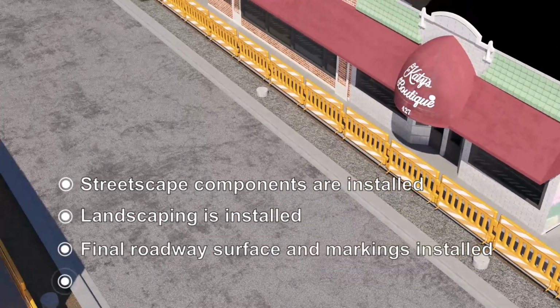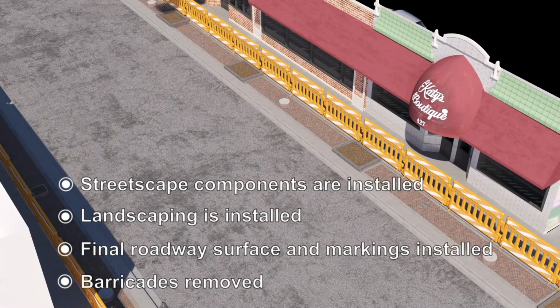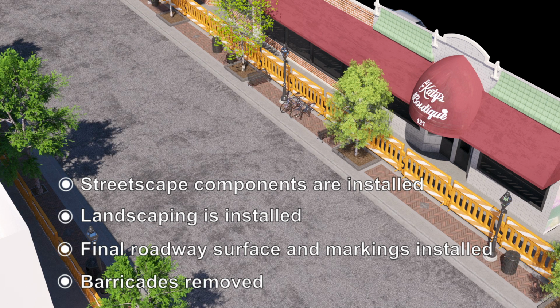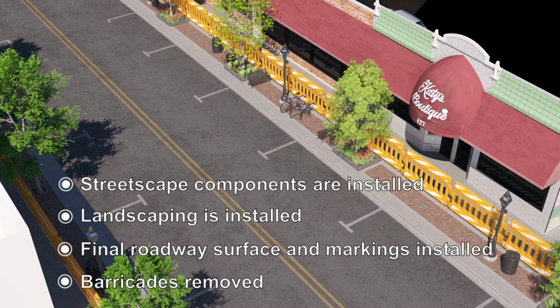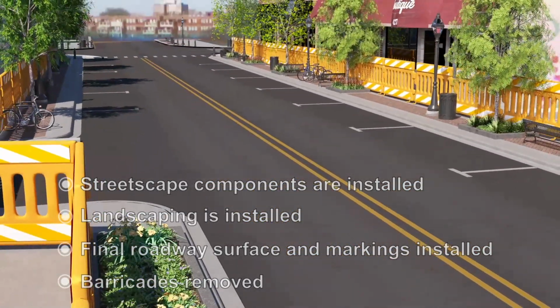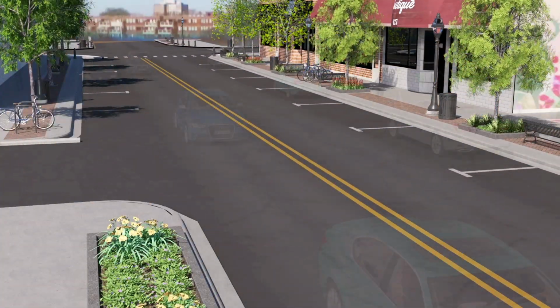Next, tree planter curbs, brick pavers, carriage walk, lighting, trees, and street furniture are installed. Lastly, the final roadway surface and pavement markings are installed. All of the barricades are then removed and the street and sidewalks are fully open.